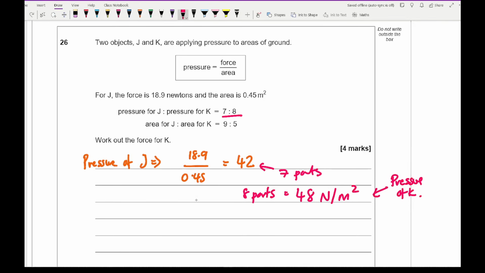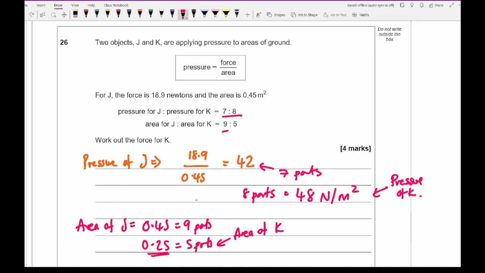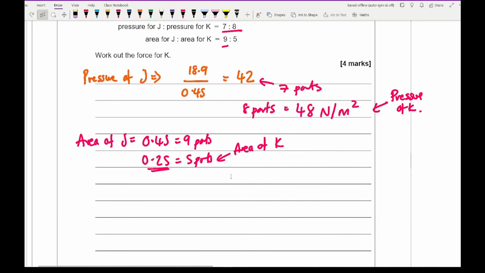So the next thing for me then to do is to work out the area. So the area of K, well, the area of J is 0.45 and this represents 9 parts. So then 0.45 divided by 9 gives me 1 part, multiply that by 5 and I get a quarter. So then 0.25 equals 5 parts, and this is the area of K.